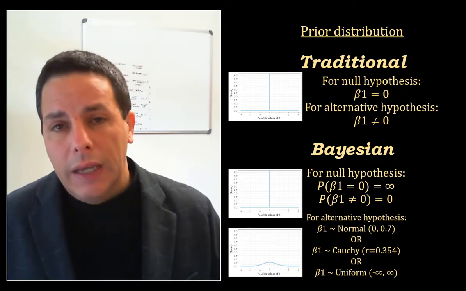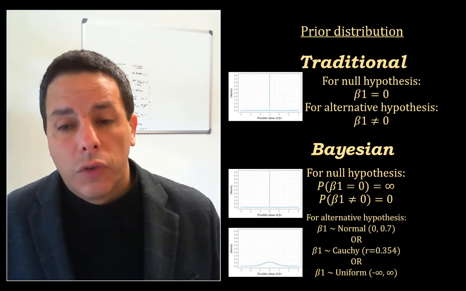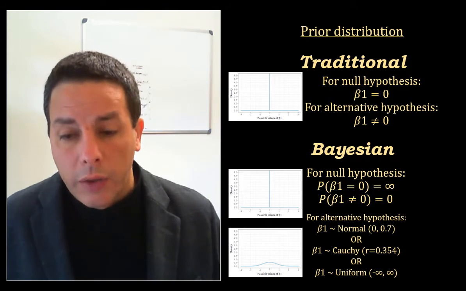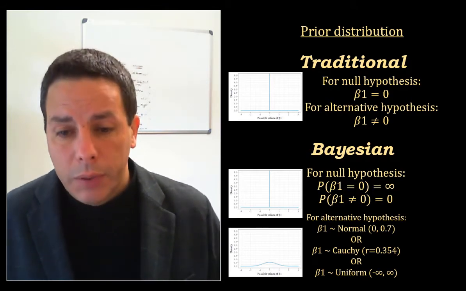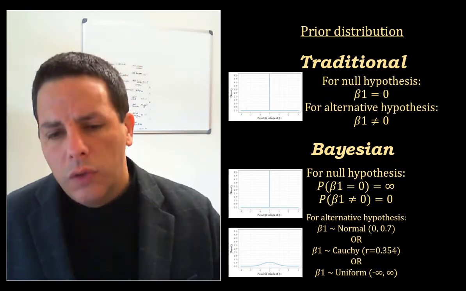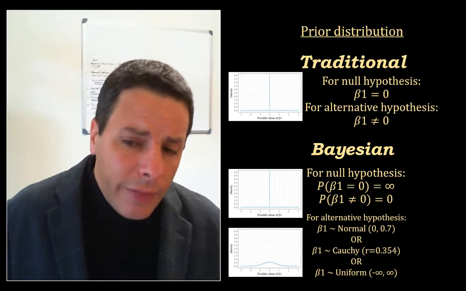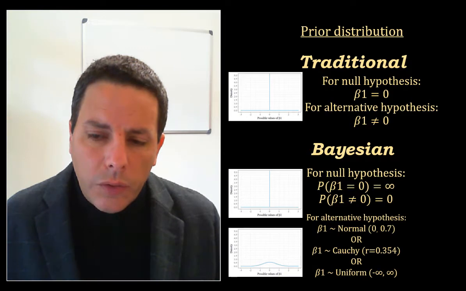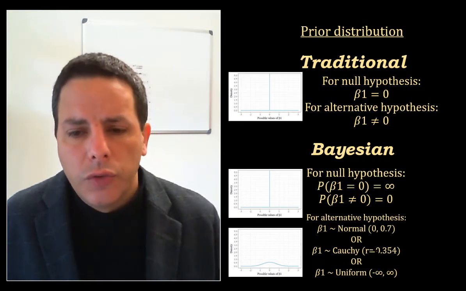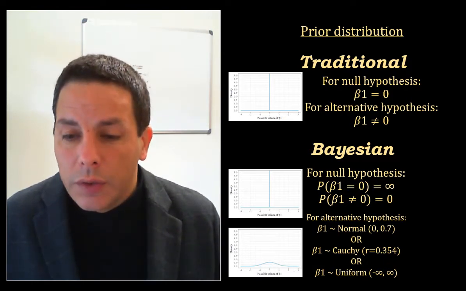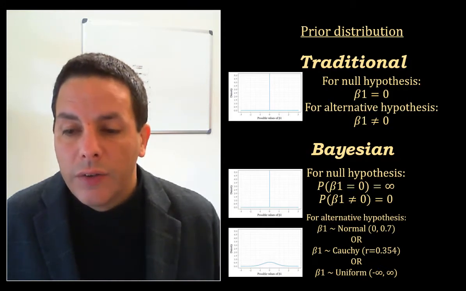JASP has default values for the priors, and I'm not going to ask you to change those priors, although you can do it in JASP. But we are not going to do that. We are going to use these default priors, and these are some cases. For example, a normal distribution with a mean of 0 and a dispersion of 0.7, which is similar to a Cauchy distribution with the parameter r of 0.354.